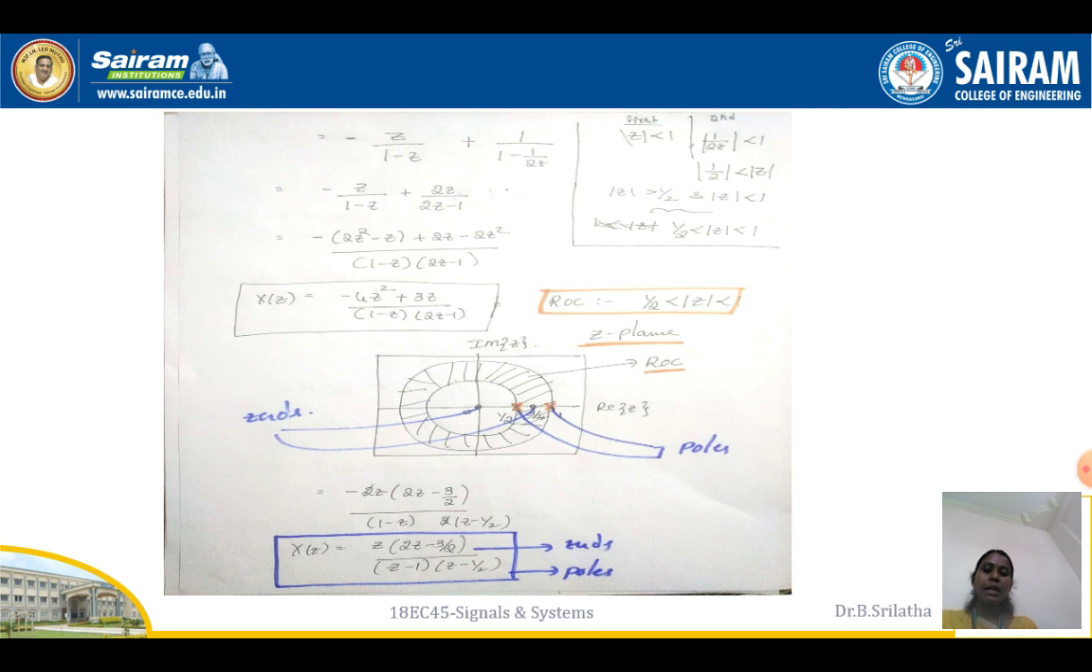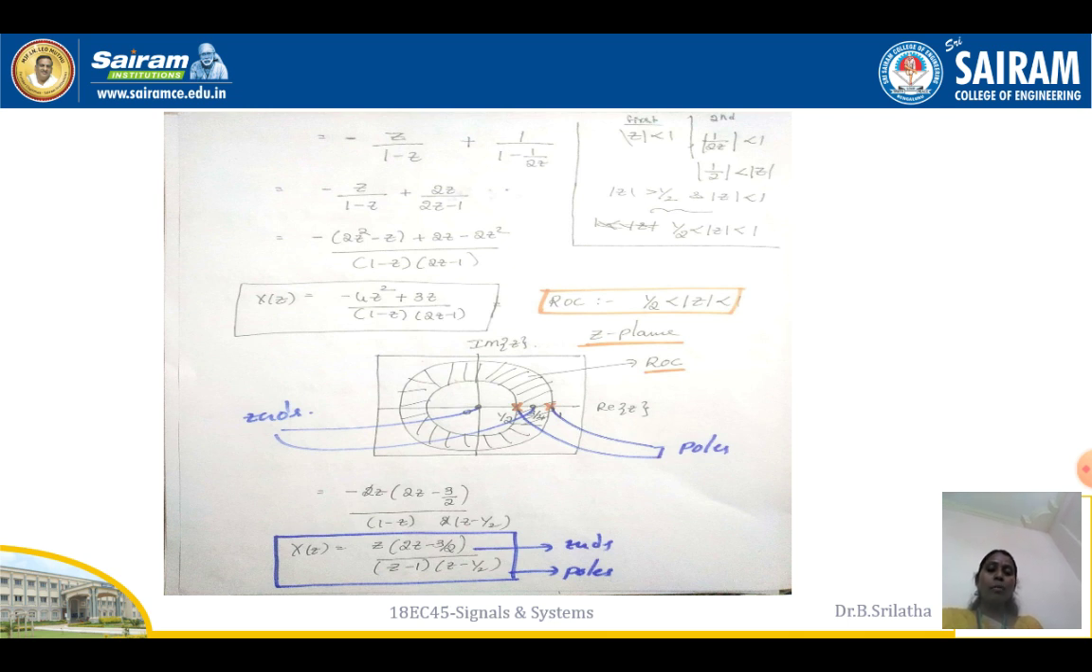Clearly here I indicated the denominator roots. The denominator roots give the poles. How many poles are there here? 2 poles. What are the 2 poles? One is z is equal to 1, one is z is equal to 1 by 2. And the numerator roots give the zeros. How many zeros are there? 2 zeros. One is at the origin, z is equal to 0. The next one is 2z minus 3 by 2 is equal to 0, which is nothing but z is equal to 3 by 4. So we have the 2 zeros: one at the origin, the other at 3 by 4.